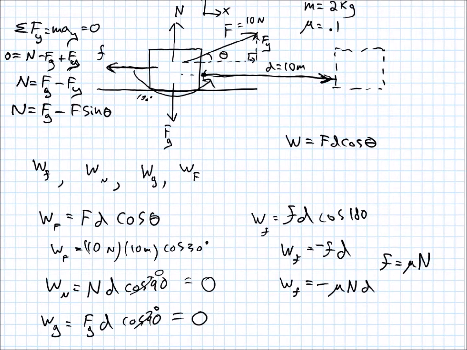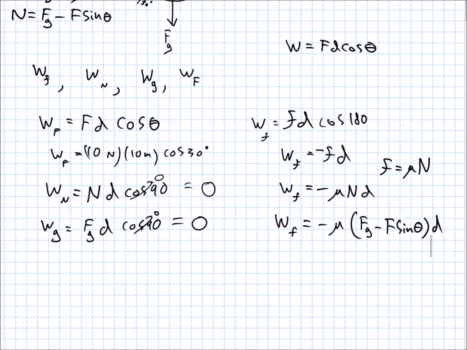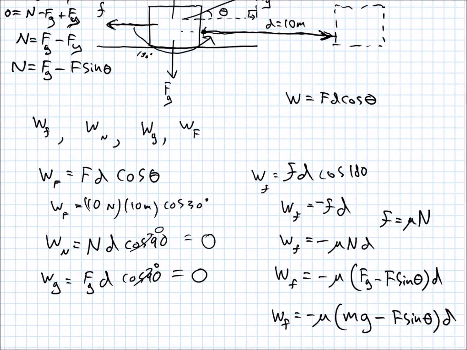It's the force of gravity minus F sine theta. So I'll plug that in down here where I needed it in the work done by friction. So the work done by friction is equal to negative mu times the force of gravity minus F sine theta, times d. And one more thing I can do, the force of gravity is just m times g. So the work done by friction is negative mu times m g minus F sine of theta, times d. So we know all those values.